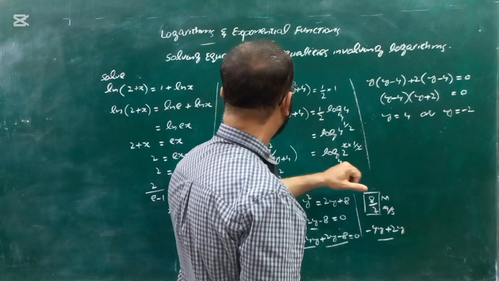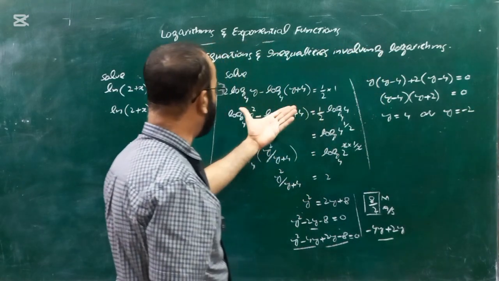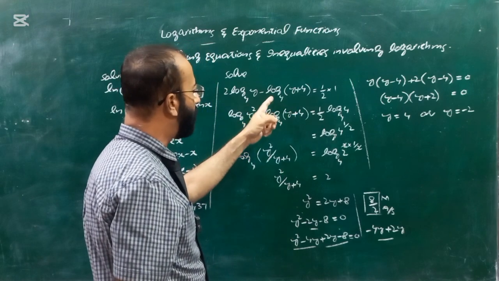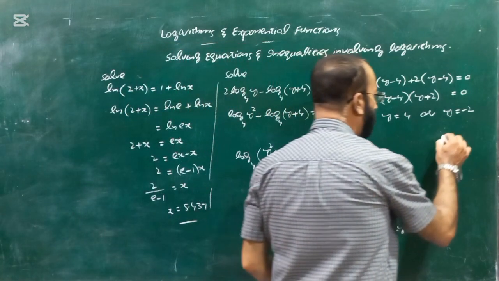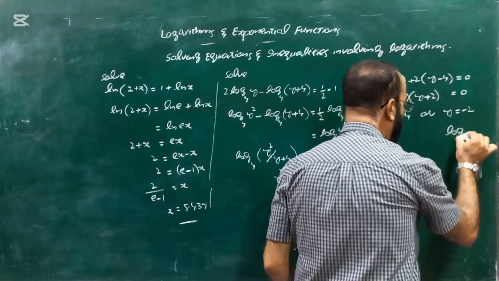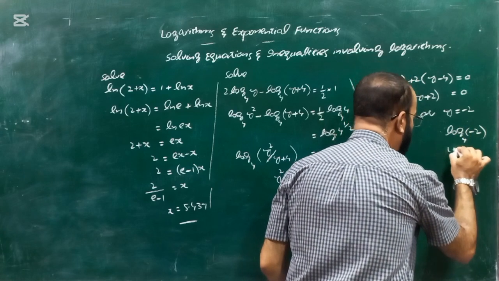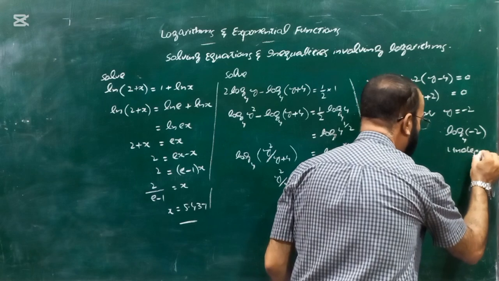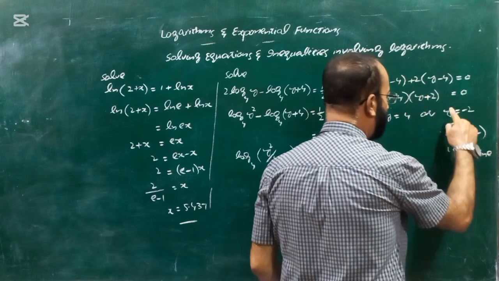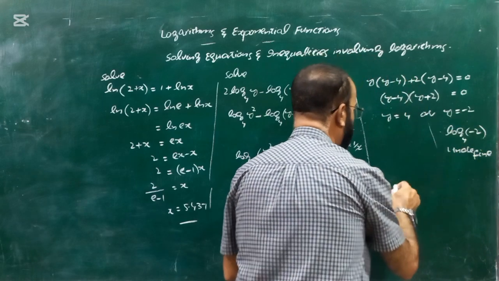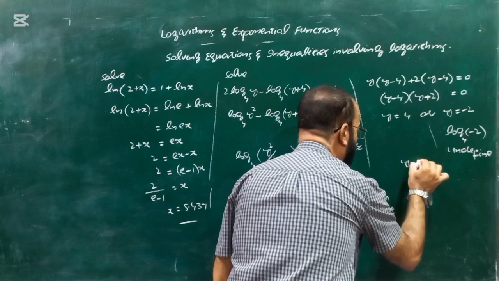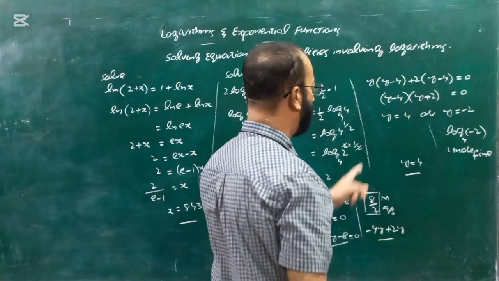When y is minus 2, actually the question involves log base 4, so you can see log base 4 of minus 2. This is undefined, so it means this will be discarded. So y's value of 4 is the solution of this question.